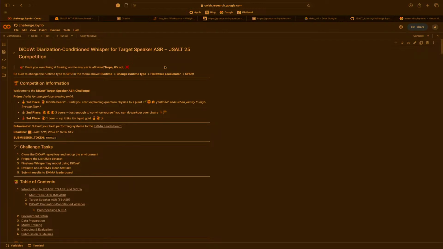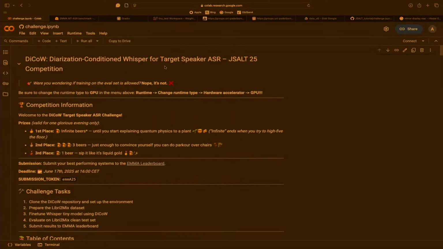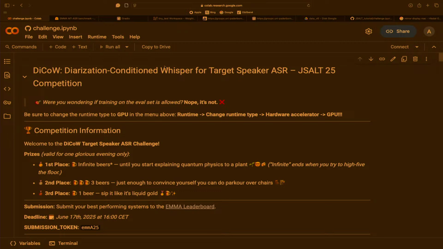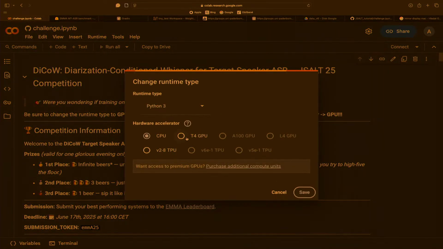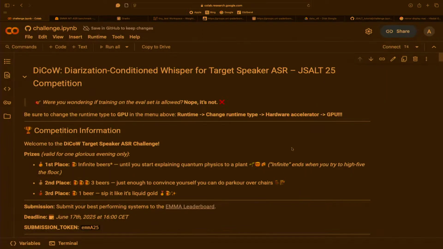So you should see on your screen something like this. It's a Colab notebook. You can run it in Google Colab, or you can just download it and run it on your machine, or you can use Lightning AI, whatever you choose. It's up to you. If you want to work with Colab, just be sure you have the GPU accelerator enabled. So you just go here, click here, and change runtime type, and select this Tesla T4 GPU. And then you should connect to the environment.